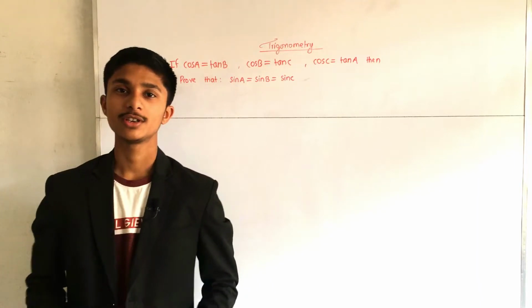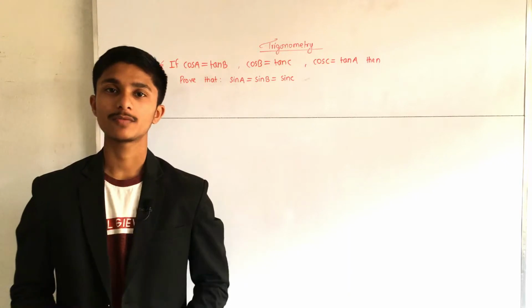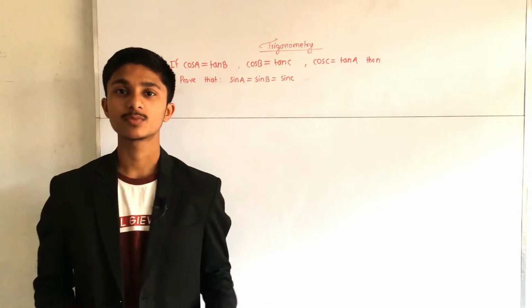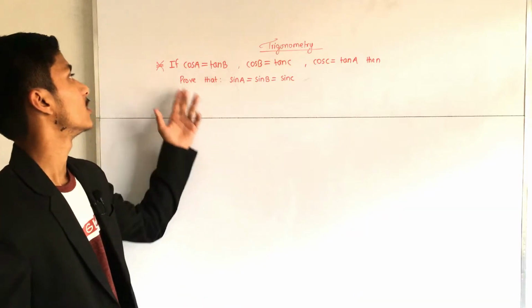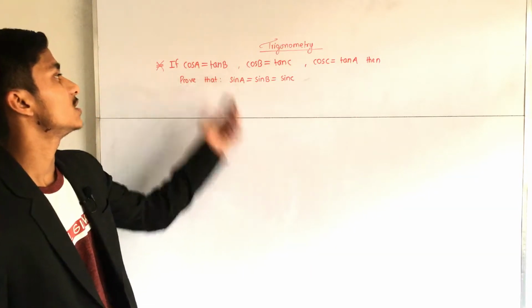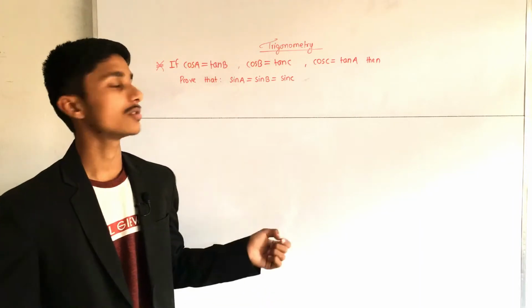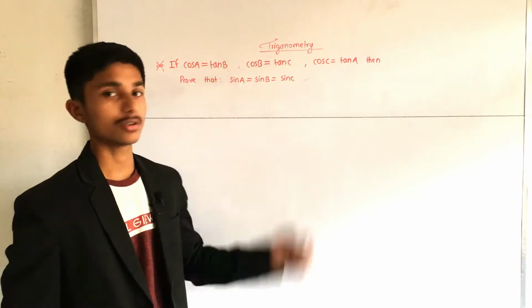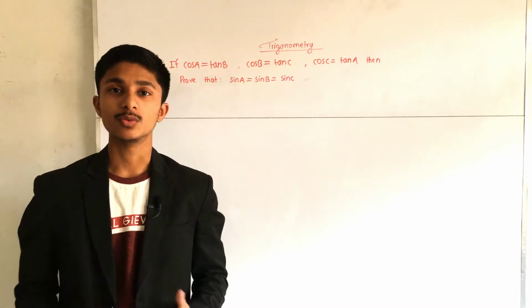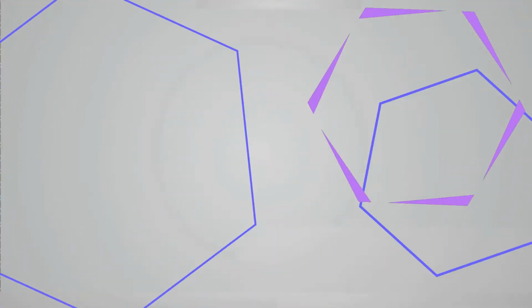Hello viewers, today in this video we solve one problem of trigonometry. This is a proof question. If cos A is equal to tan B, cos B is equal to tan C, cos C is equal to tan A, then prove that sin A is equal to sin B is equal to sin C. So without getting delayed, let's enter into our topic.